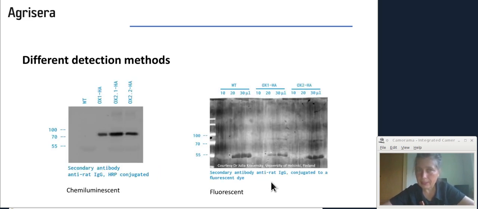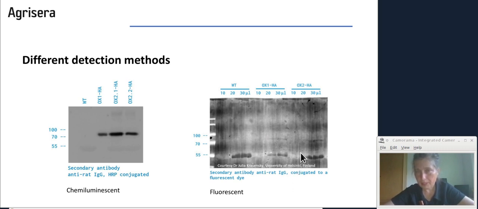We can apply different detection methods, and some laboratories will have parallel systems for detection. Here you can see an example of the same primary antibody on the same set of samples, which produce quite different results depending upon the detection method which has been applied. In the left panel, we have chemiluminescent detection, and in the right panel, we have fluorescent detection.